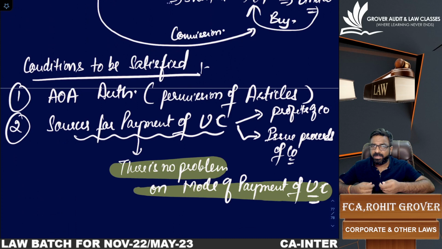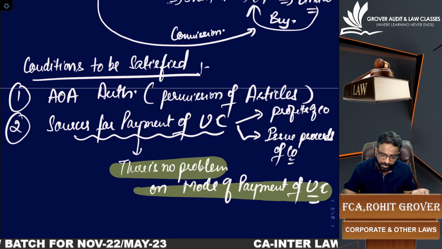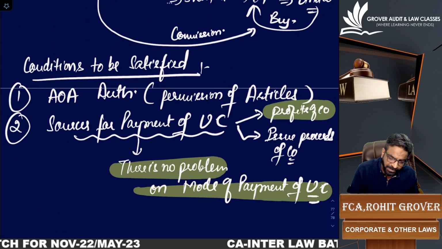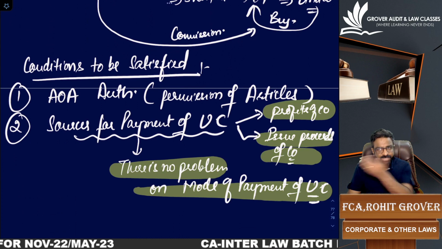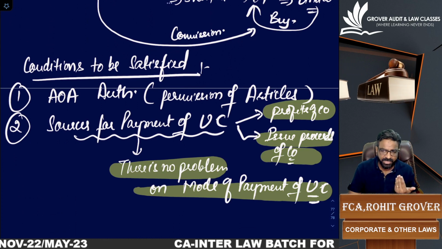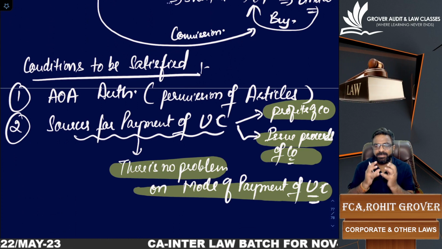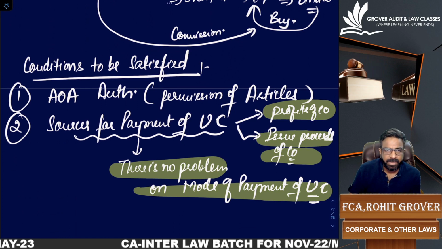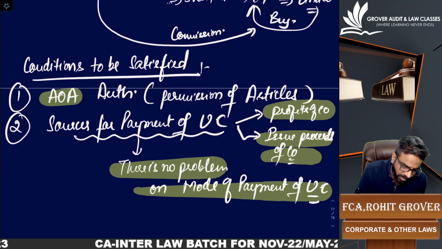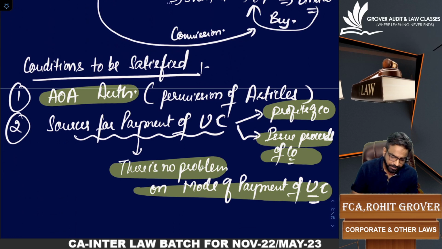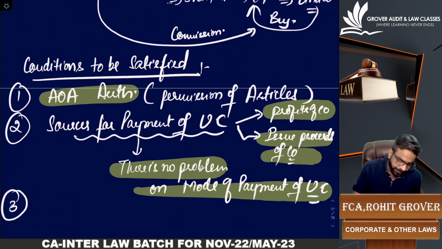And if you are paying in cash, then either you can pay it out of profits or you can pay it out of issue proceeds. Whatever money is coming from the share capital, from that money you can take some and pay it to the underwriters. Is it crystal clear to all of you? Yes or no? Yes. Point number 3.